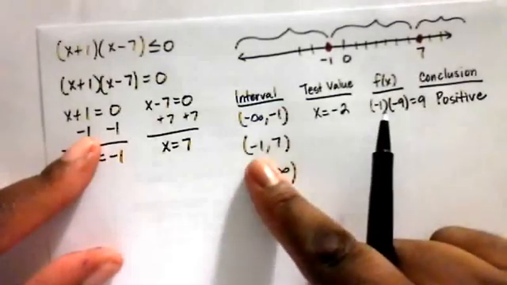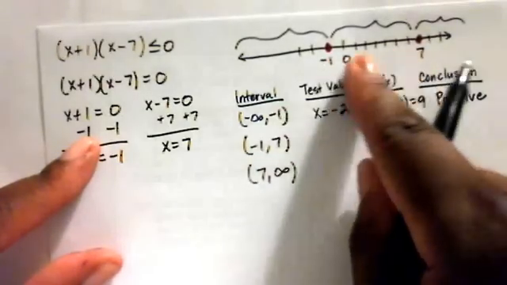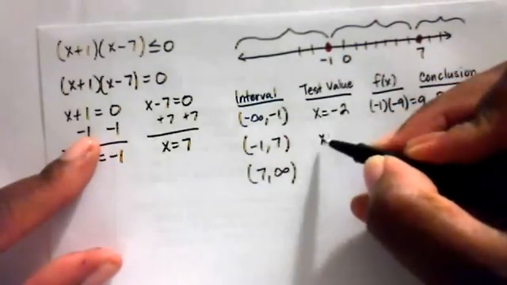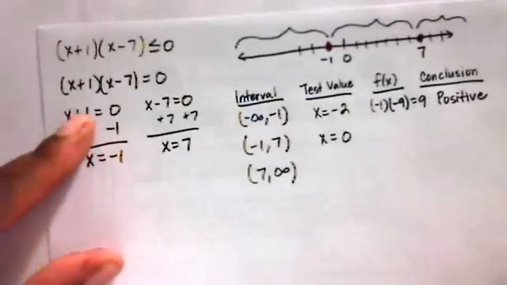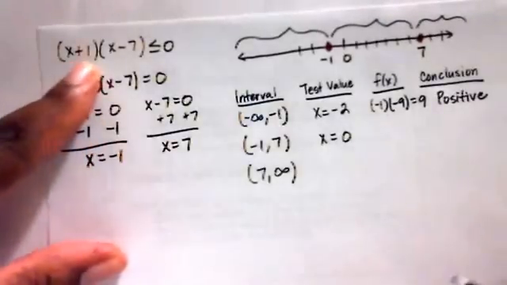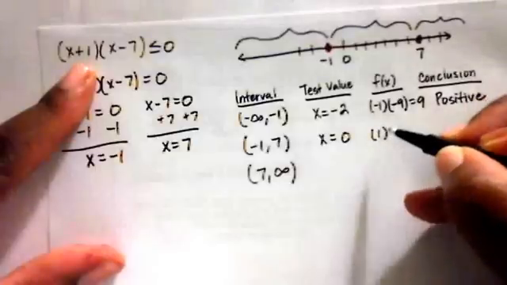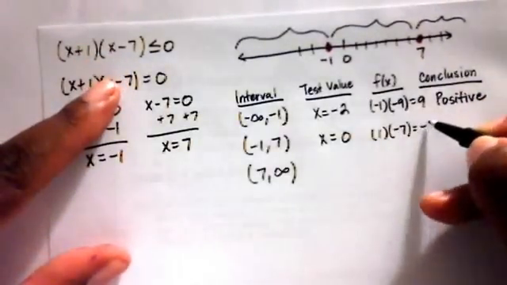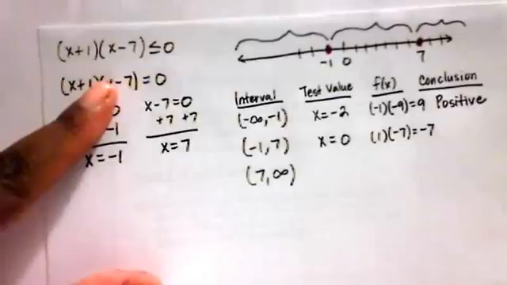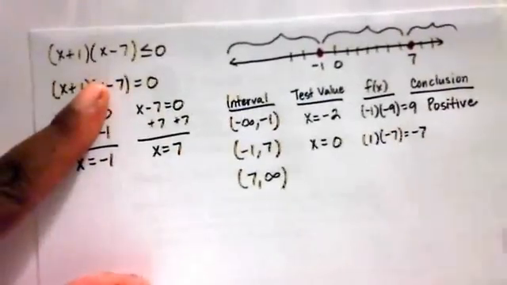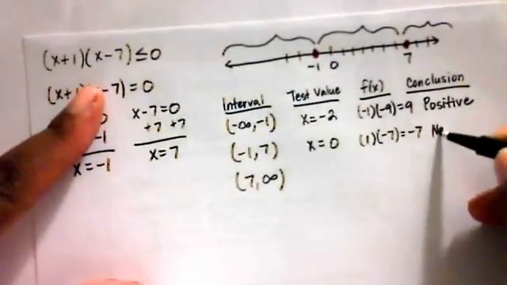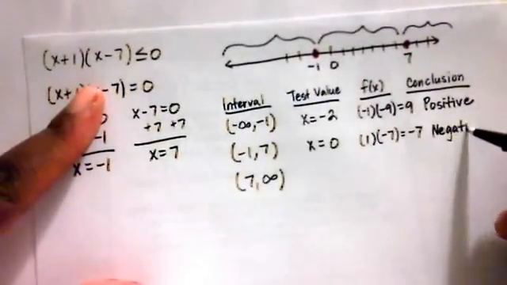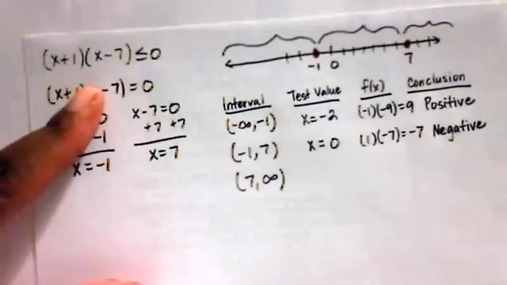The next interval is negative 1 to 7. That's this interval right here. Let's use 0 again, just like we did before. Here, 0 plus 1 is 1. 0 minus 7 is negative 7. 1 times negative 7 is negative 7. And again, that's negative, so that means that between negative 1 and 7, I'm going to get negative f of x values.